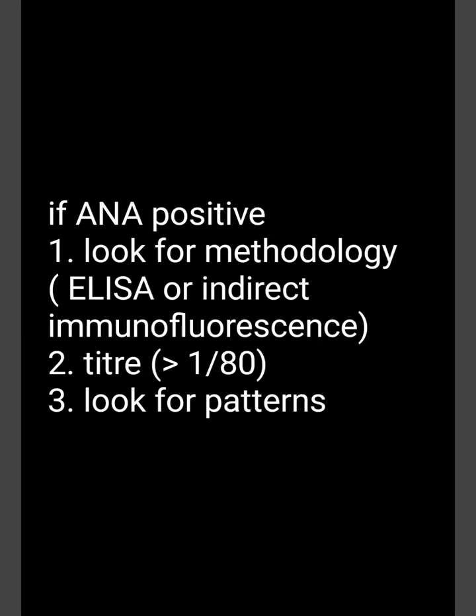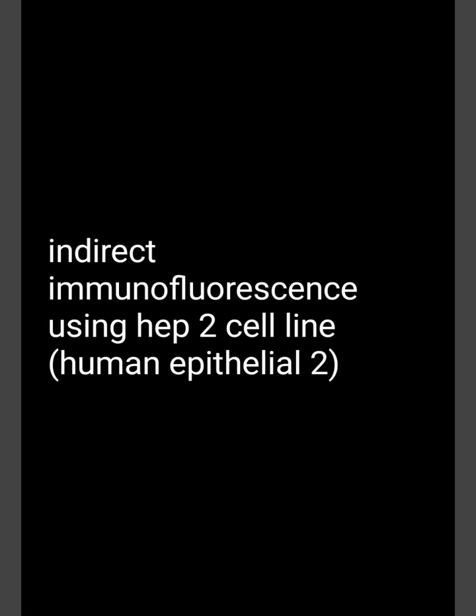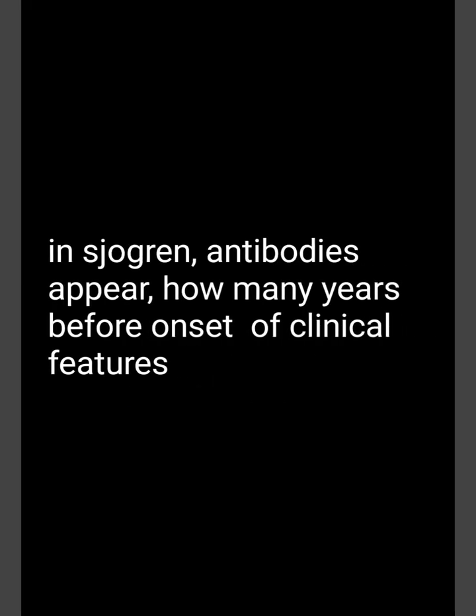If ANA positive: 1. Look for methodology, ELISA or indirect immunofluorescence. 2. Titer greater than 1/80th. 3. Look for patterns. Which is the only accepted methodology for diagnosis of SLE, after ANA positivity? Indirect immunofluorescence, using Hep2 cell line, human epithelial 2.